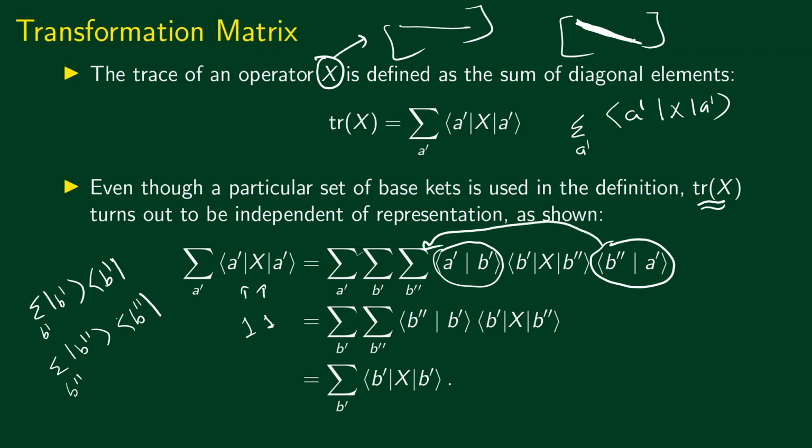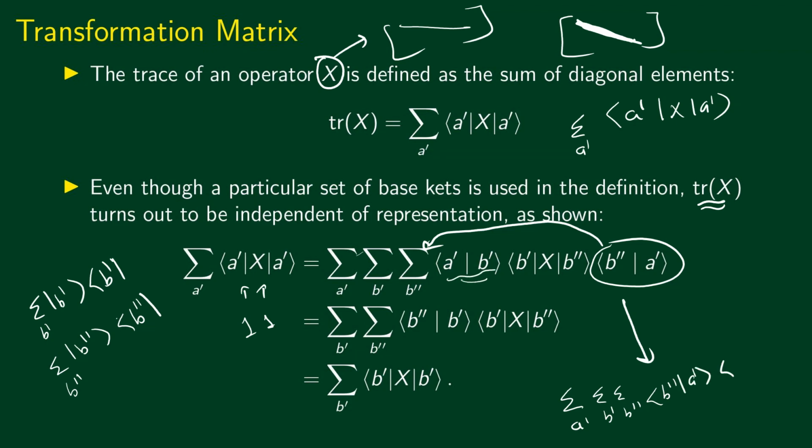Let me just look at this term. If I put this number in here, what we get, let me write it here, is a sum over A prime, sum over B prime, sum over B double prime. Now I'm writing this number first: bra B double prime, ket A prime. And I'm writing this number second: bra A prime, ket B prime. And then I've got this matrix element, bra B prime, X, ket B double prime.